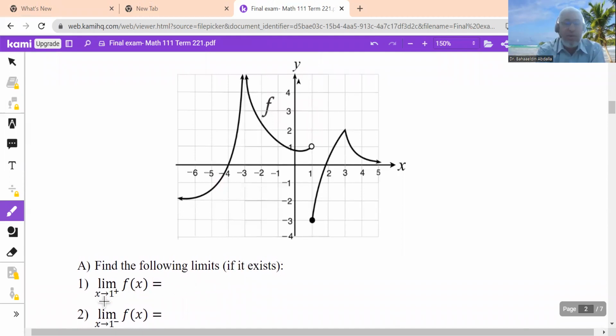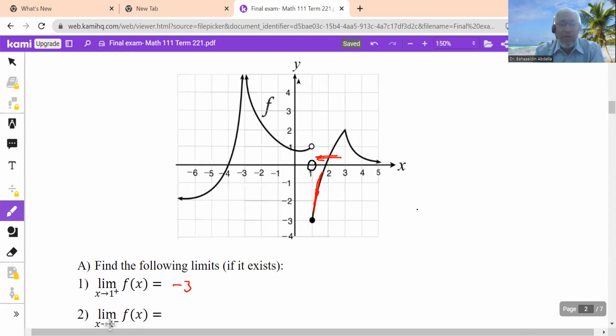What is the limit of f of x when x approaches 1 from the right? So x approaches 1 means this is x and this is the value 1. So approach 1 from the right. When x approaches 1 from the right, what happens to f of x? F of x is the graph. So look to the graph. The graph is going down. As x approaches 1 from the right, the graph is going down. Where? To -3. So the limit is -3.